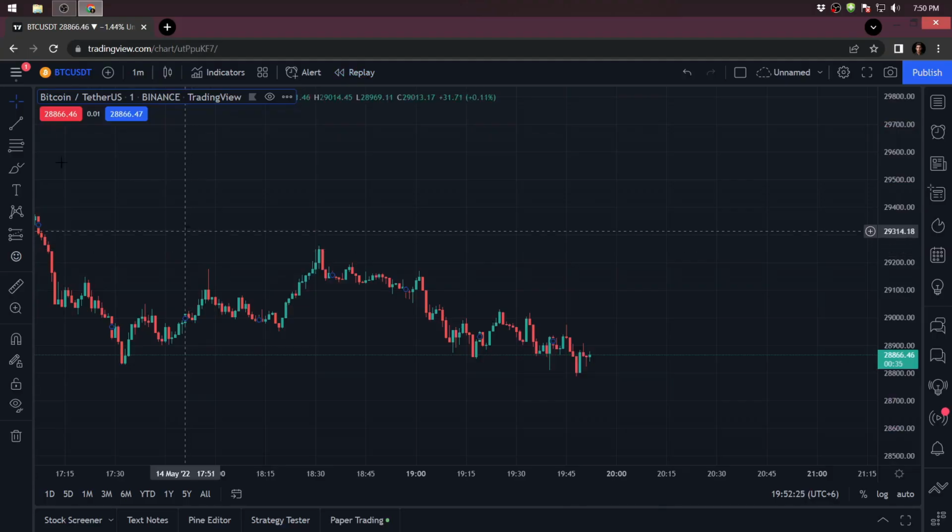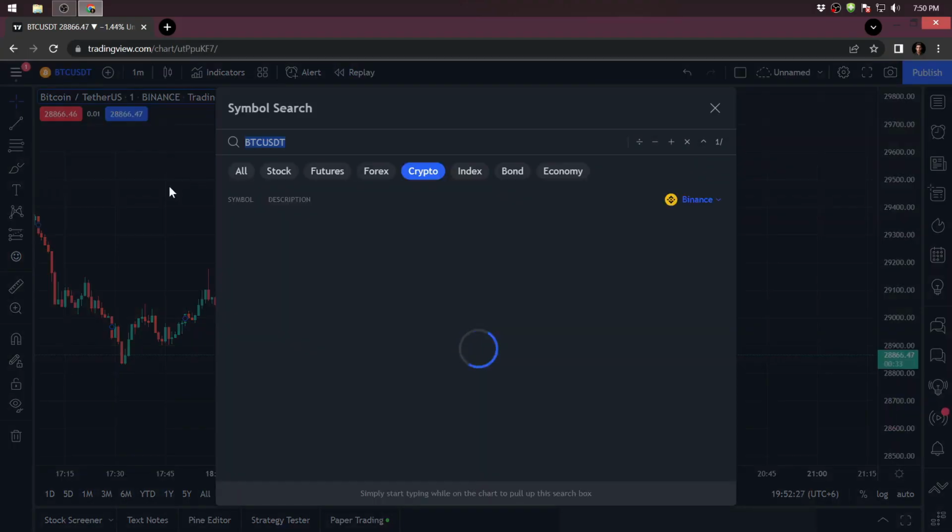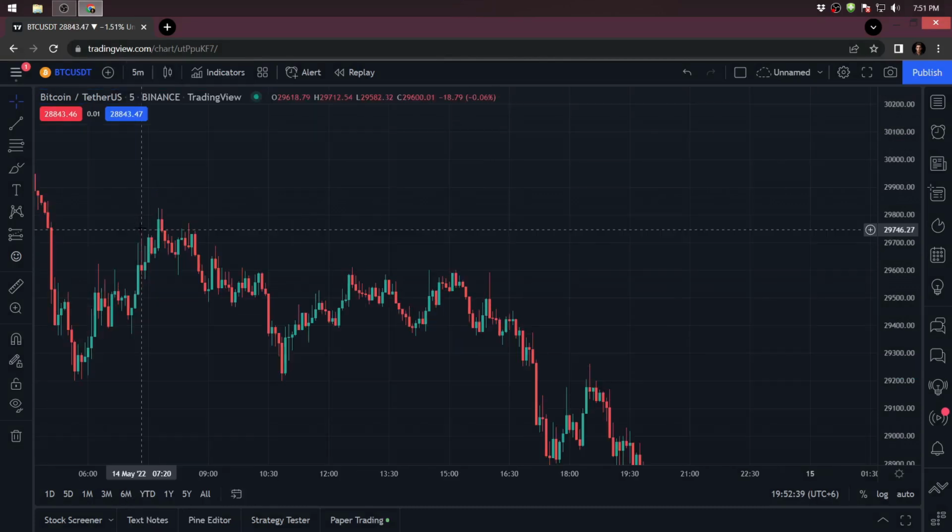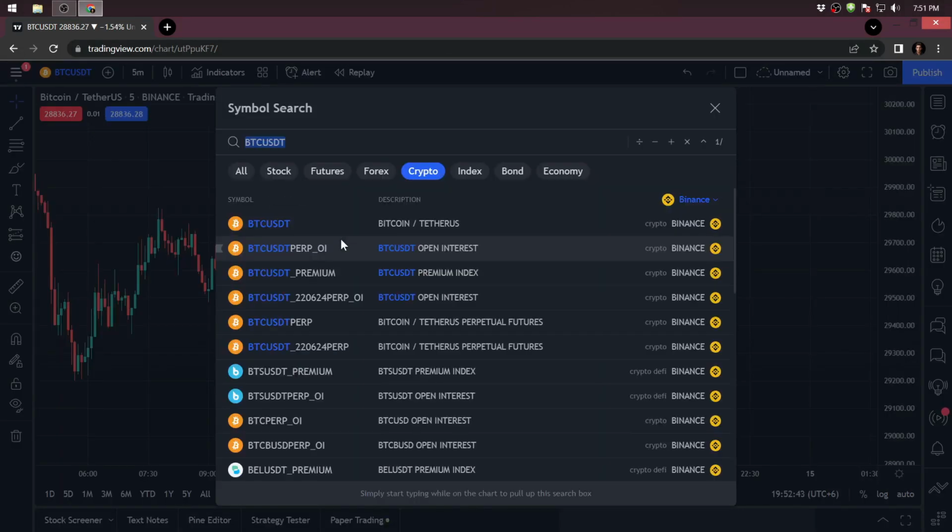So first I select Bitcoin USDT and the 5-minute time frame, and from here I trade in the cryptocurrency group, my asset is Bitcoin, and I'm trading on the Binance platform. So you must select your trading group, your asset and platform because it's very important.